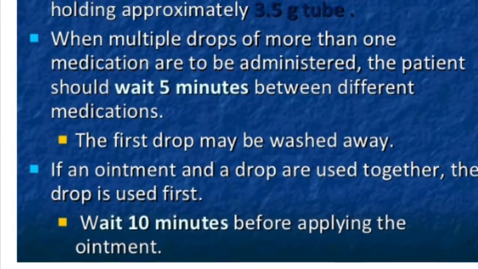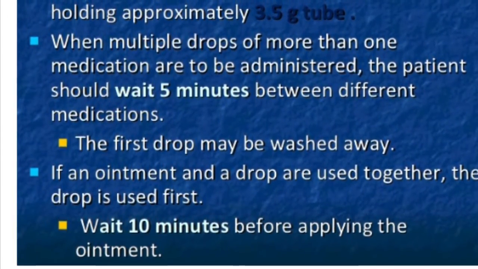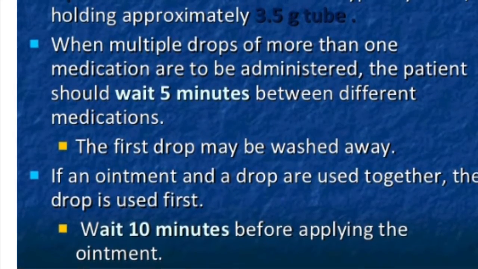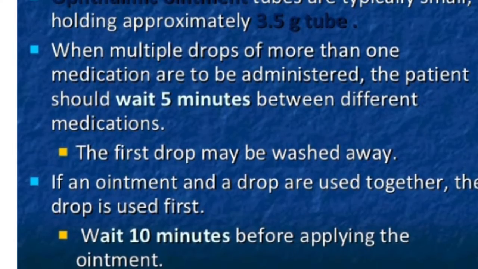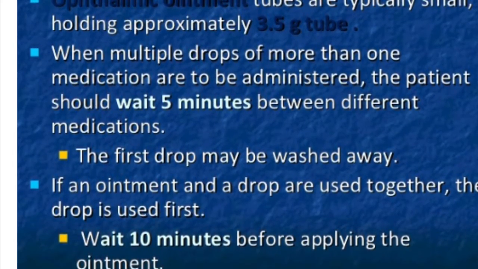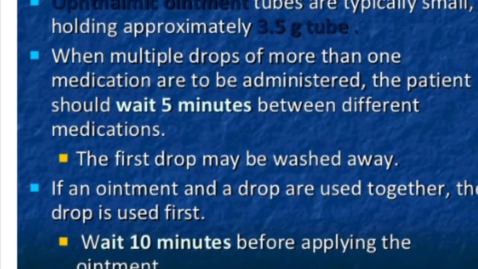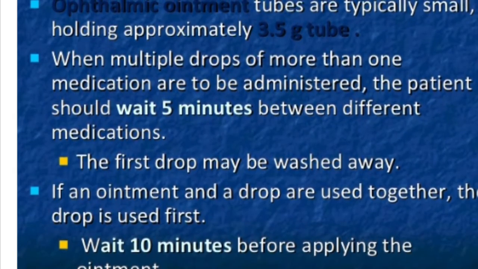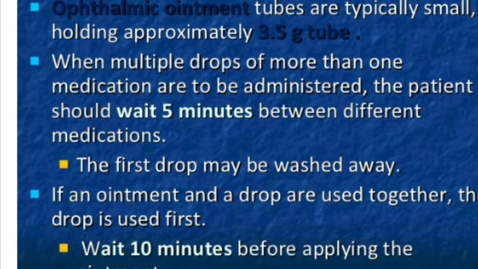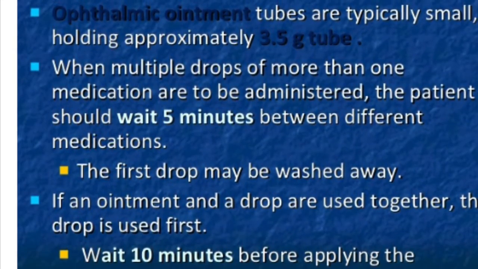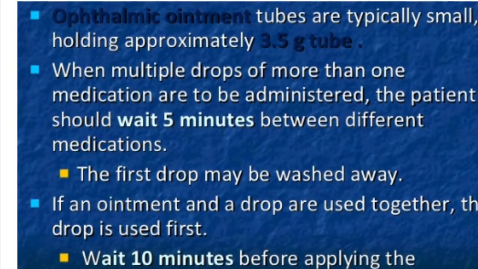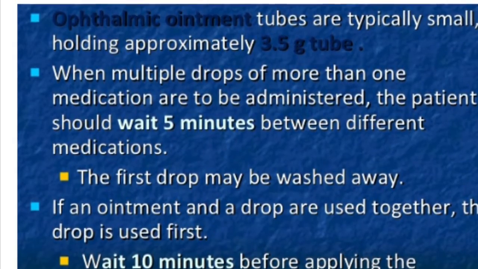Ophthalmic ointment tubes are typically small, holding approximately 3.5 grams. When multiple drops of more than one medication are to be administered, the patient should wait 5 minutes between different medications. The first drop may be washed away. If an ointment and a drop are used together, the drop is used first. Wait 10 minutes before applying the ointment.